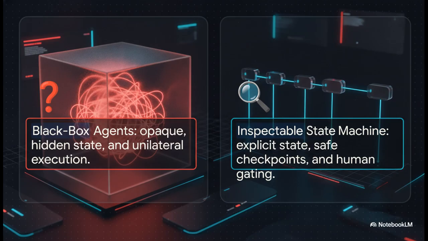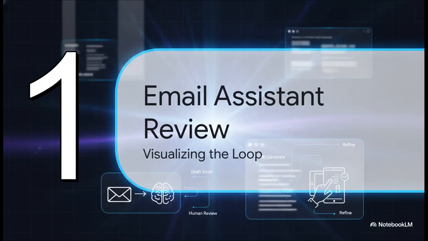Now, over on the right, we've got the inspectable state machine. In Apache Burr, this means explicit declarative state, safe halting checkpoints, and strict human gating. You're defining exactly what the app is allowed to do, and more importantly, exactly when it must hit the brakes and wait for human permission. Moving right along to visualizing the review loop, the email assistant anchor.